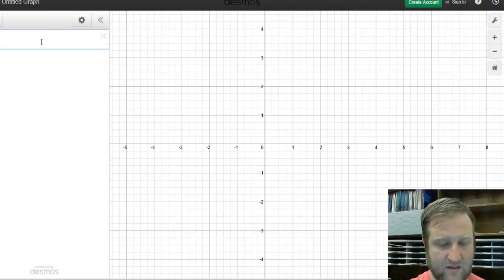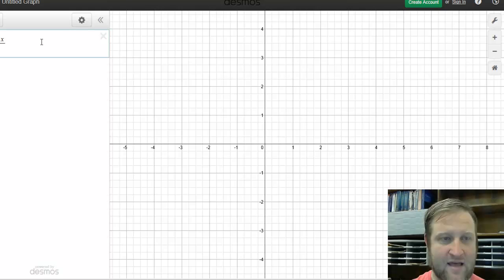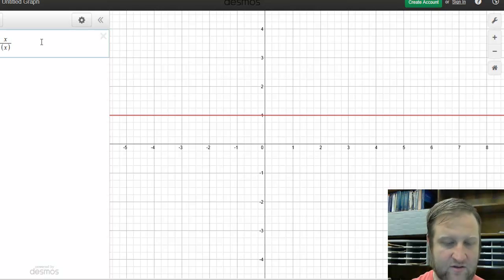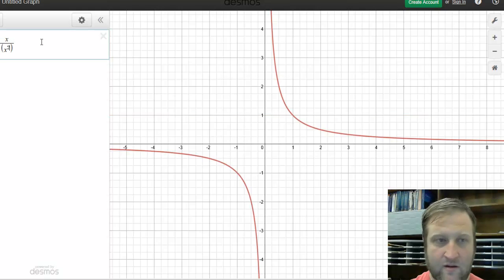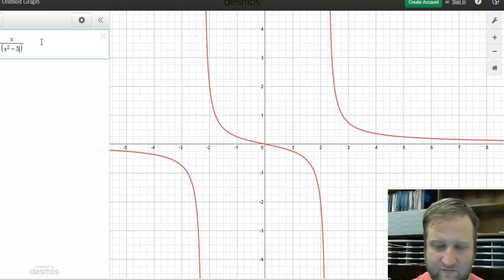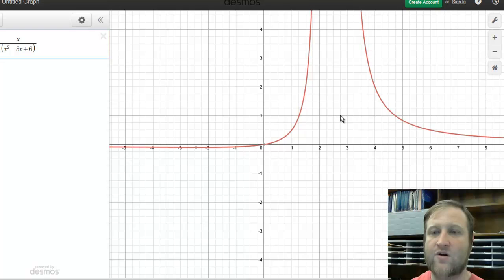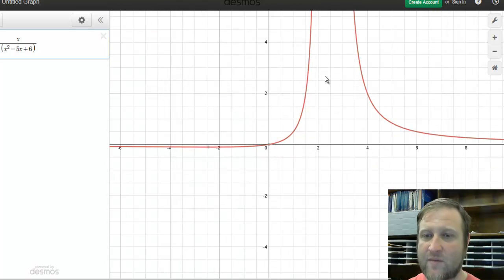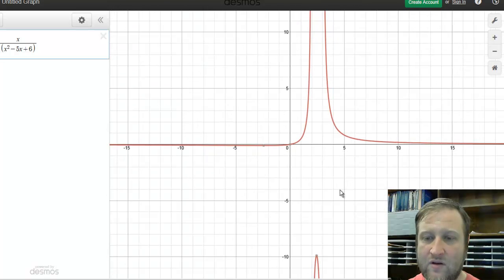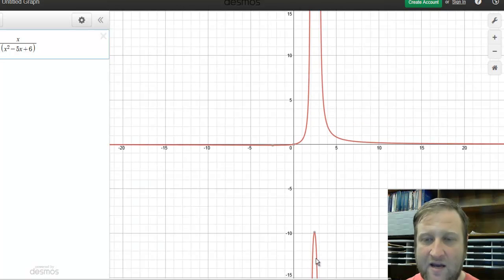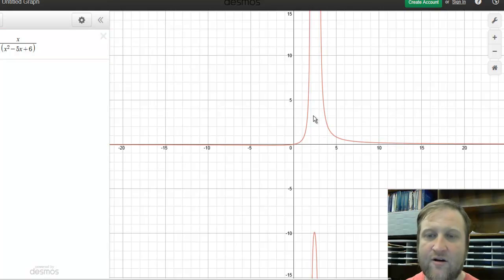So I'm just going to delete this. We're going to have x over (x^2 - 5x + 6). Notice if we look at this, it looks like it's just going up, but when I zoom out, I see that this will actually have an upside down portion here. So at 2 and 3, there are vertical asymptotes.